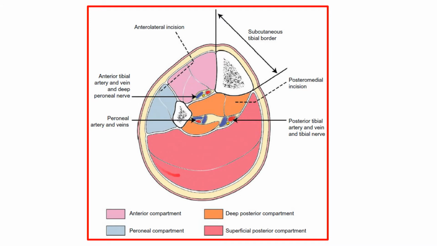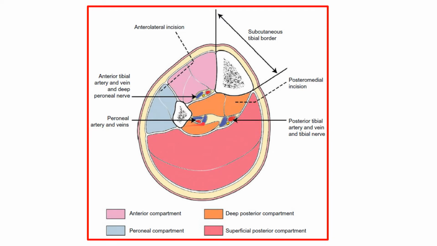Here you can see the transverse section of the leg, in which you can see the tibia, the fibula, and between them the interosseous membrane. Just anterior to these three structures, in light pink, you can see the muscles of the anterior compartment of the leg. And in this blue, these are the muscles of the lateral compartment of the leg. And this is the lateral intermuscular septum.